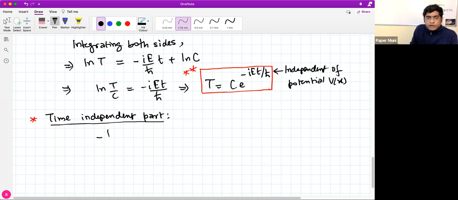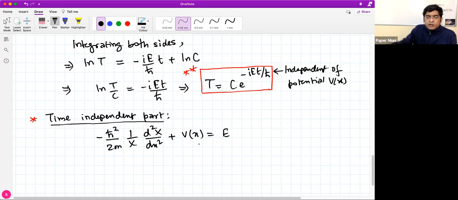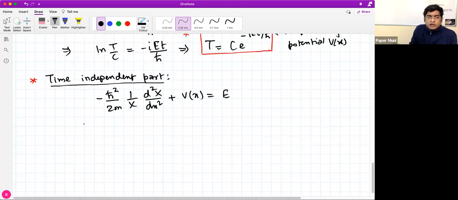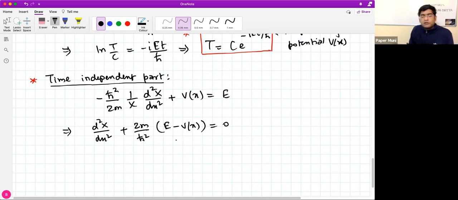So this one is minus, now we are taking the function of x only part, which is this part, plus V(x) ψ(x) is equal to Eψ(x). Now if we rearrange, we like to rearrange things so that it looks neat and clean. So let's do that. We bring everything to the left hand side, so we are left with this equation.